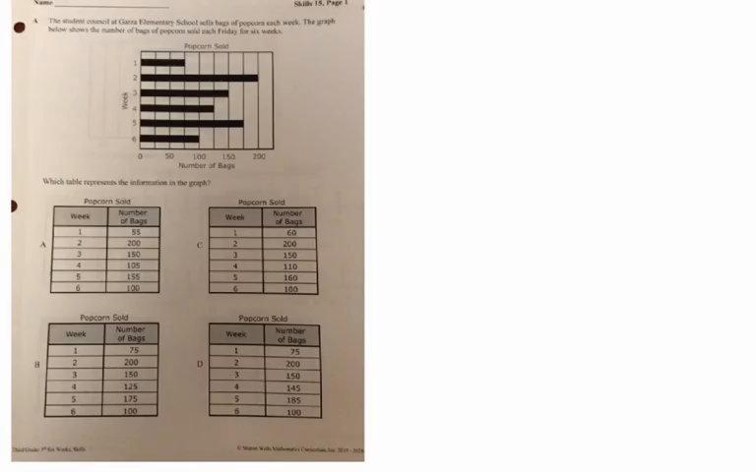Next, we're going to look at Skills 15, page 1. So I have a chart. The first thing I need to do after I read the question is assign the value for each one of the bars. The Student Council at Garza Elementary School sells bags of popcorn each week. The graph below shows the numbers of bags of popcorn sold each Friday for 6 weeks.